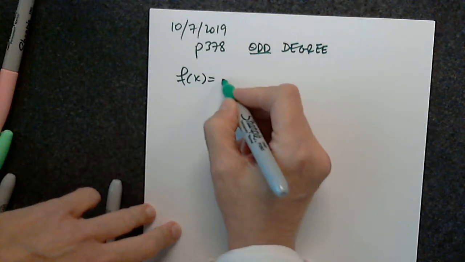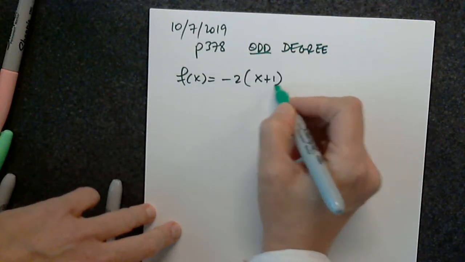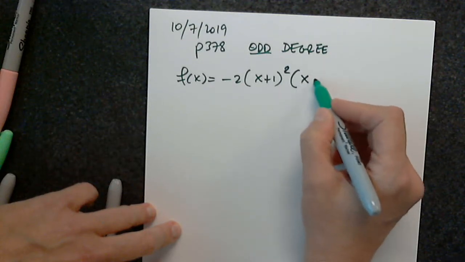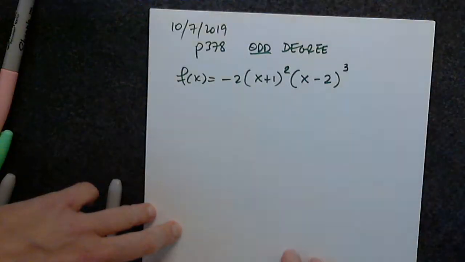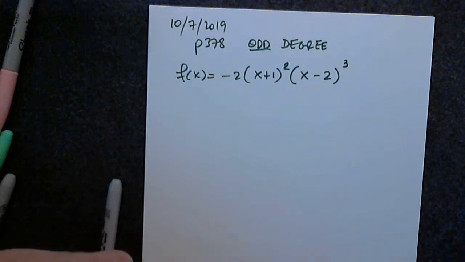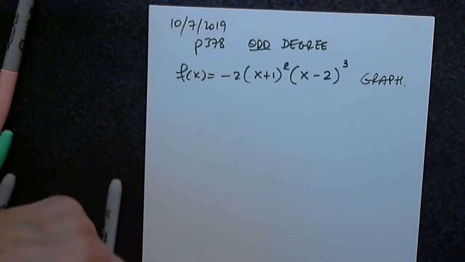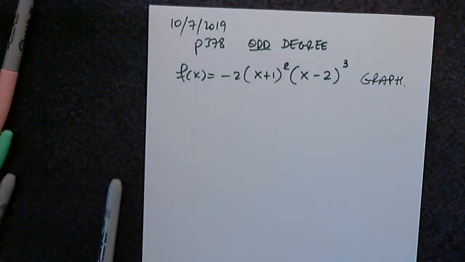f of x equals negative 2 times (x plus 1) squared times (x minus 2) cubed. So we're asked to graph. Again, why are we graphing these functions, or graphing functions in general? In order to understand their model and hopefully apply it in different real-life situations.